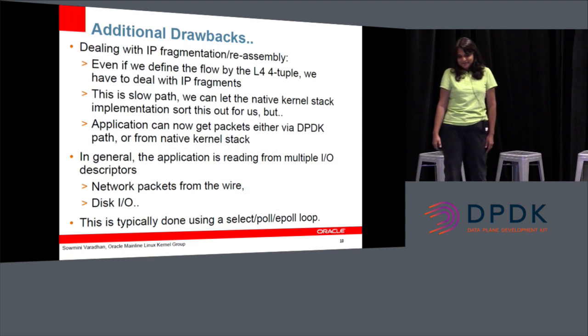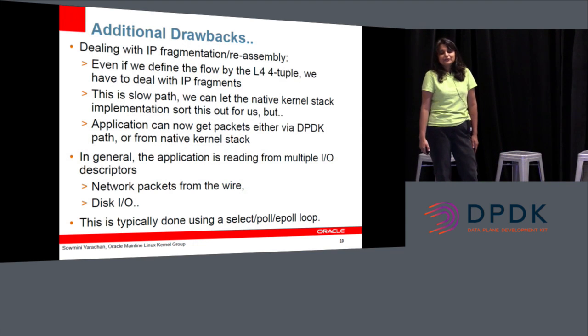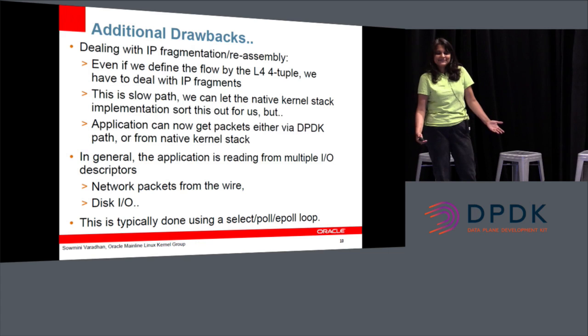Also, there are additional problems, right? If you are doing a pattern match on the packet by a 4-tuple, which is the common case, IP fragments will blow that algorithm, right? So you have to deal with IP fragmentation and reassembly. Now, in the DPDK set, there are examples that show you how to do IP fragmentation and reassembly, but I would argue that fragmentation and reassembly are the slow path. So no need to reinvent this in DPDK, just use the kernel stack implementation. It's good enough, it's fast enough, right?